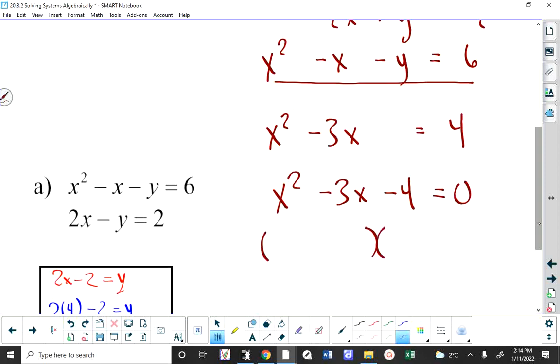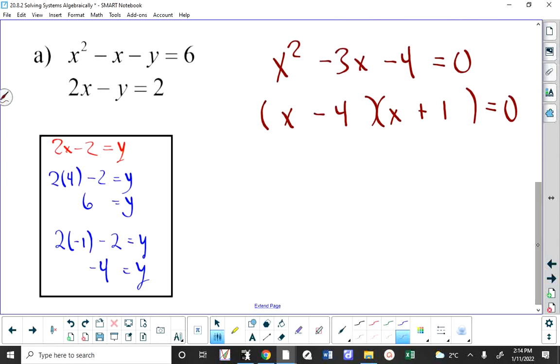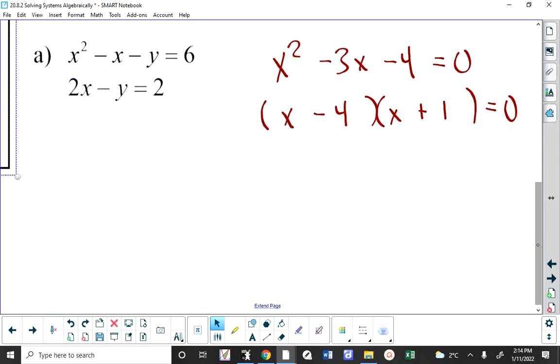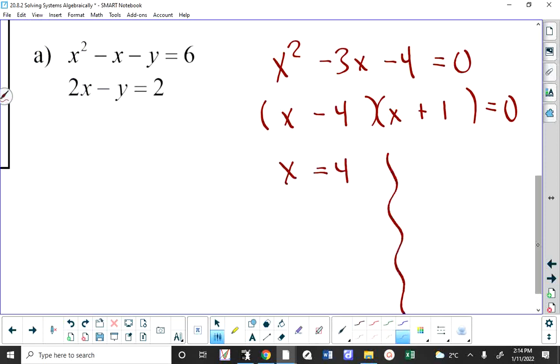Factor it. Two numbers that multiply to give -4 and add to give -3 would be -4 and +1, which means we have two solutions. We have two solutions, x equals 4 and x equals -1.